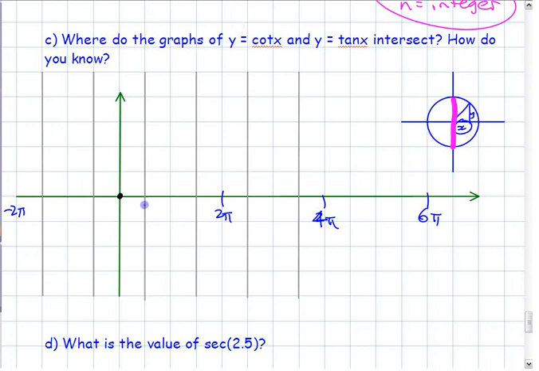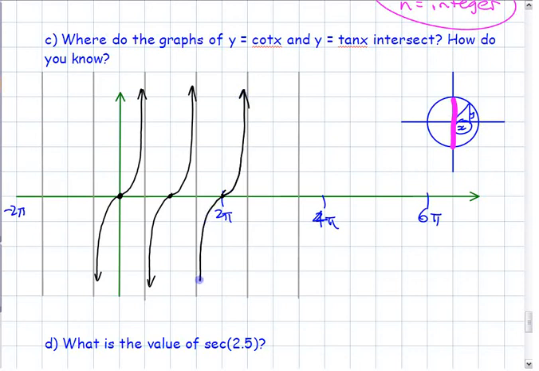If you're trying to draw this now, it goes up that way and down that way. And that pattern just keeps repeating here. Keeps repeating. This is the tangent graph. Probably enough to see where it intersects.